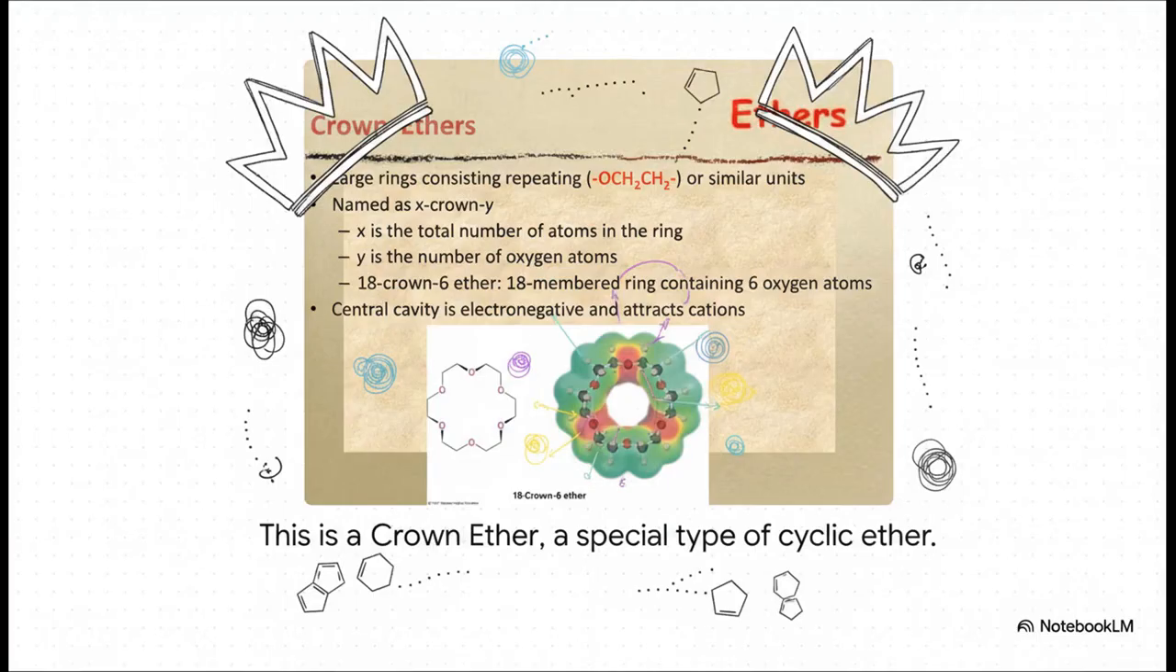Now for the special case. This is the kind of thing that separates the good students from the great ones. These cool-looking things are called crown ethers. As you can see, they're these big cyclic ethers, and they tend to show up in the tougher exam questions because they can do something really unique.